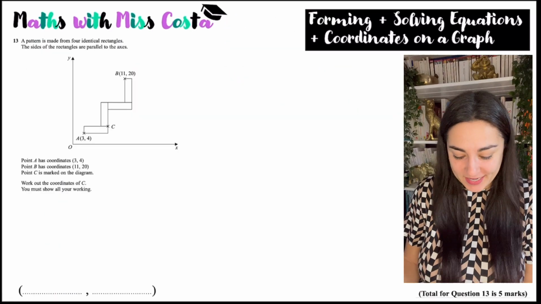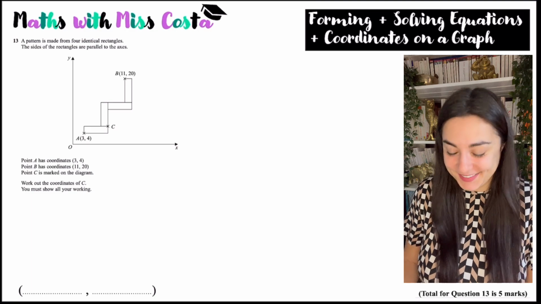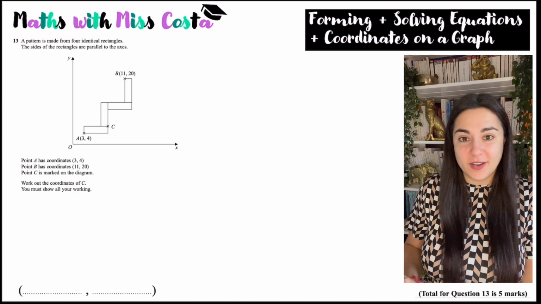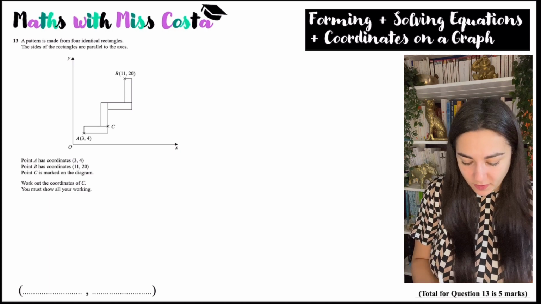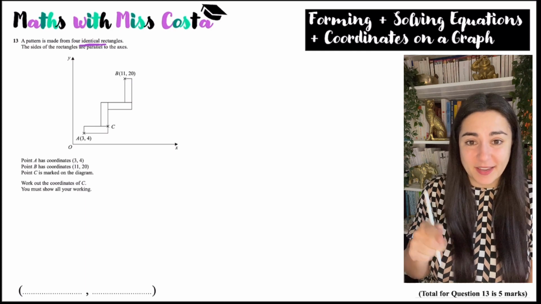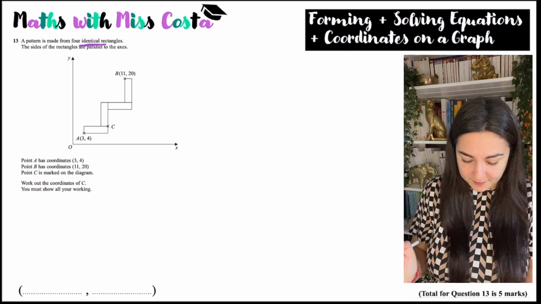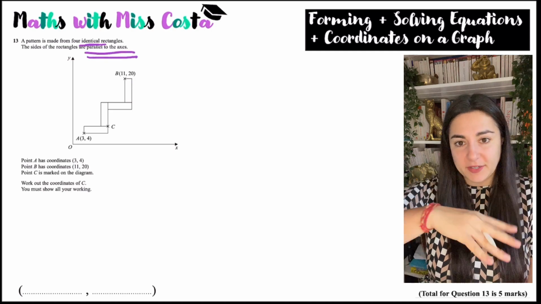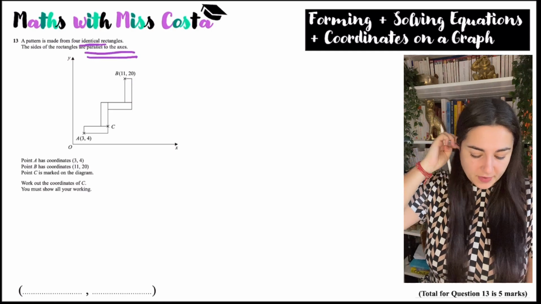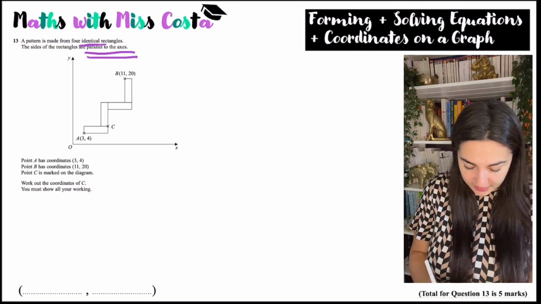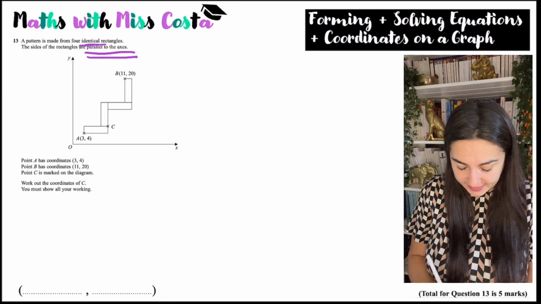Okay, so here we have a fun coordinate question, and let's have a look at what's going on here. So a pattern is made from 4 identical rectangles. Keyword is identical, which means they're all going to be exactly the same. So their lengths, heights and widths are all going to be the same. The sides of the rectangles are parallel to the axes, which is great because it means we don't have to deal with any gradients. And then they tell us the points A and B, and we need to work out the coordinates of point C.